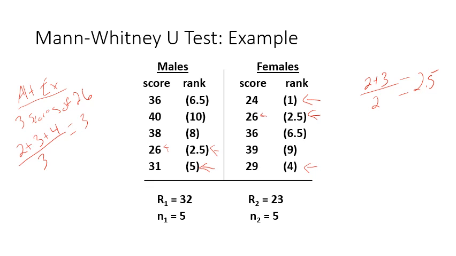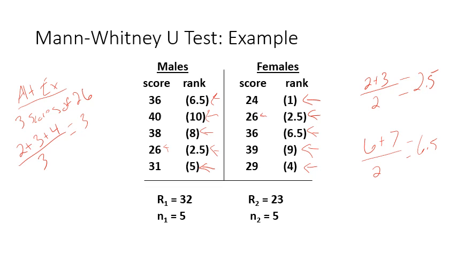We've got 2 36s though, so we average them. We're using up 6 and 7. There's 2 scores that are tied, so we get 6.5. Next lowest score is a 38, but we've used up rank 6 and 7, so it's going to be rank 8, then rank 9, then rank 10.